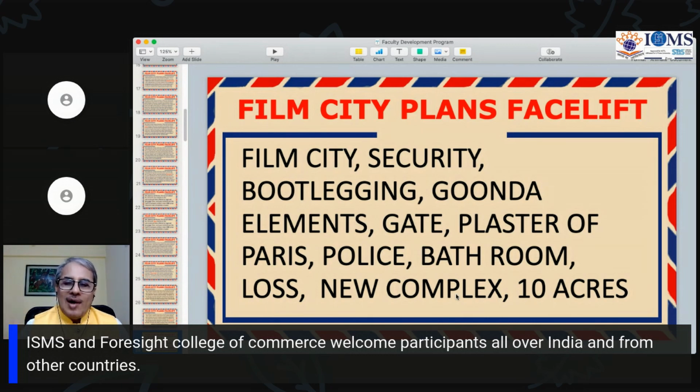Let me once again remind you, Film City, when you went there, there is a board security. When you went there, bootlegging and gunda elements threw the gate. It fell on a plaster of Paris mountain from underneath which the police escaped. They ran to the nearest bathroom, which is fully under laws, and they recovered the laws in a new complex situated in 10 acres of land.